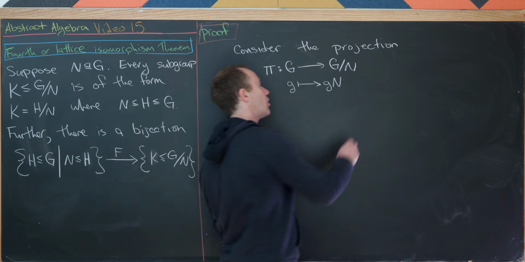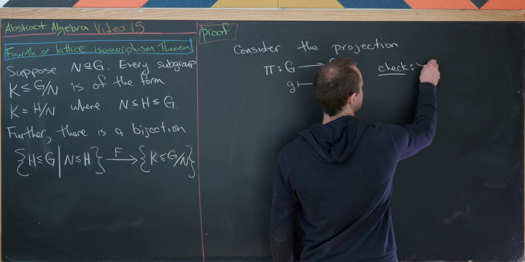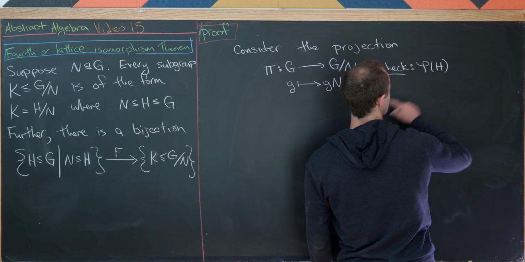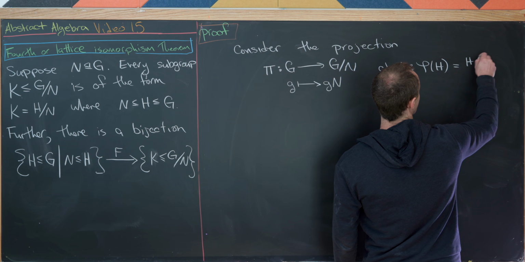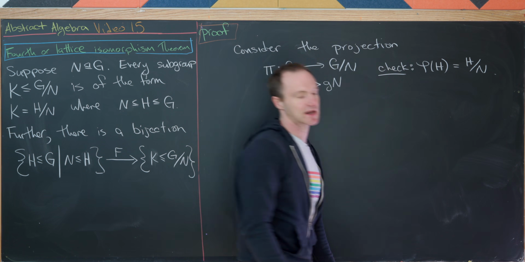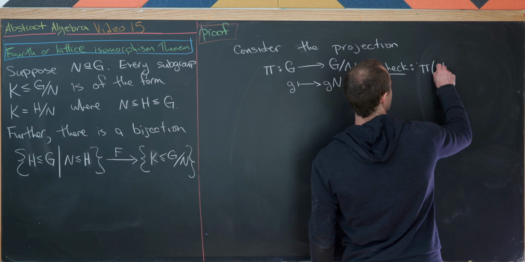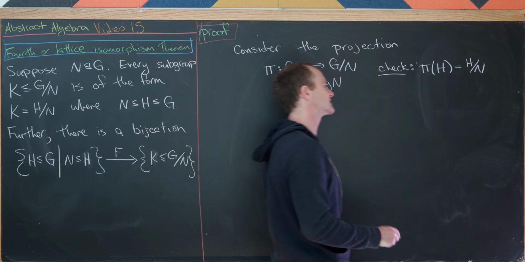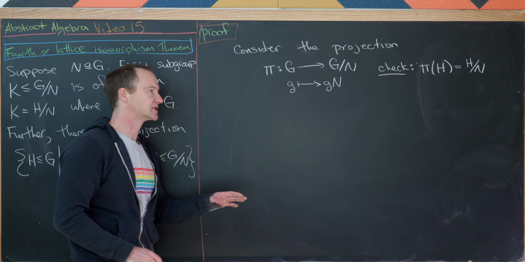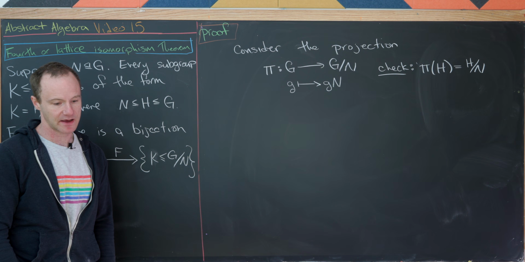Okay, and then you can also maybe check on your own that this is what it does to a subgroup H. It takes the subgroup H into the quotient group H mod n. And then you can check pretty easily that pi of H is equal to H mod n, where of course this is the image of the subgroup H of G under our map pi.